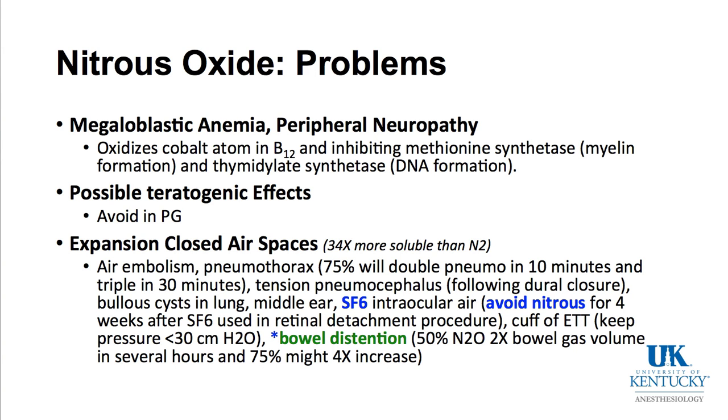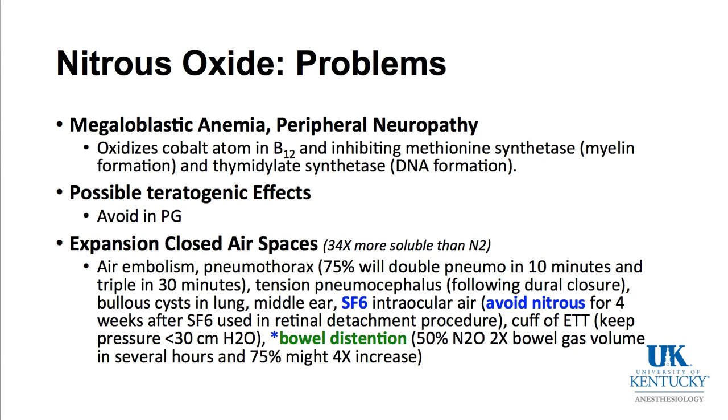If a patient receives SF6 gas, you should avoid nitrous oxide for probably at least 4 weeks or more after its use, because nitrous oxide can expand that SF6 bubble in the back of their eye and increase the pressure. The cuff of the endotracheal tube actually takes up nitrous oxide, and the pressure can exceed the 25 to 30 centimeters of water, which can reduce tracheal perfusion if you do not take air out of the cuff over time when you're using nitrous.